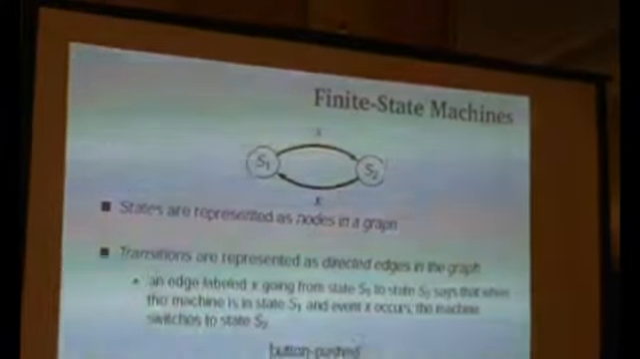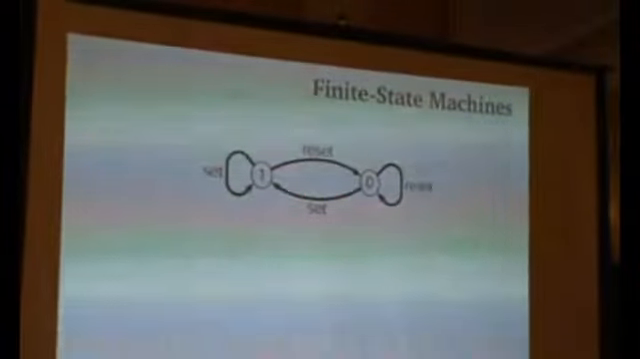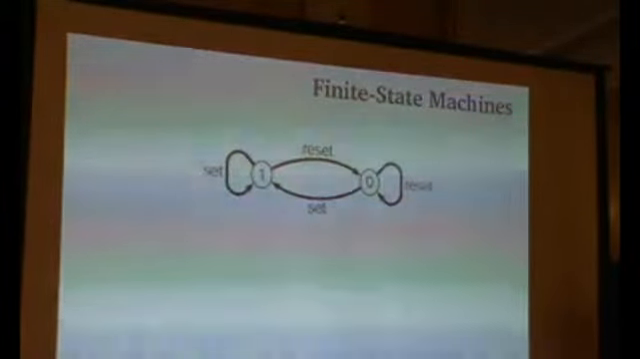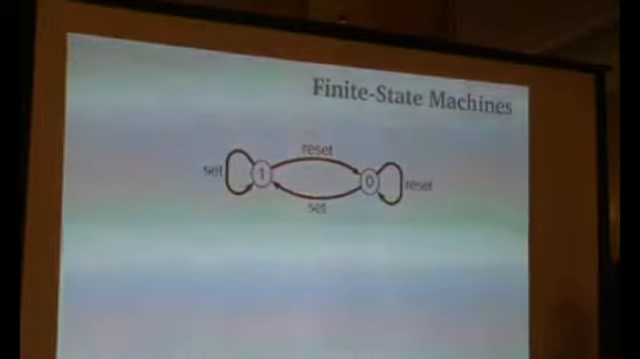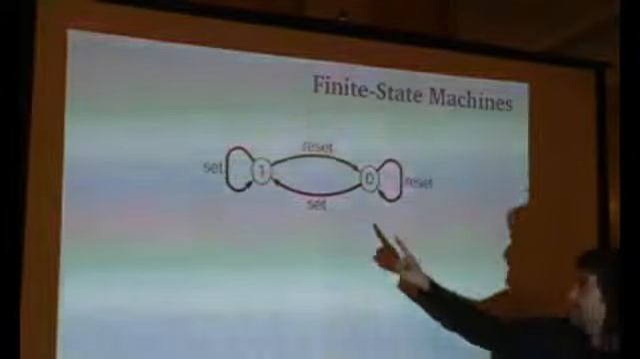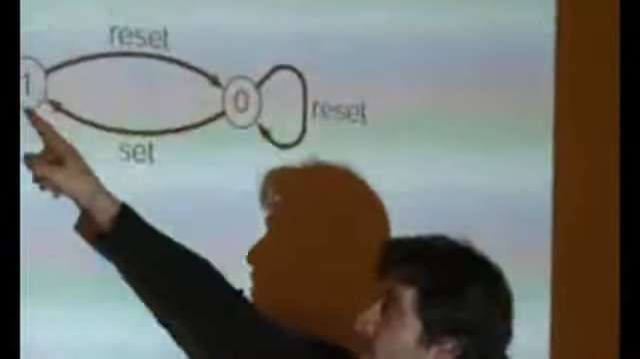Okay. This is another example. Much better example. Here's another example. This is a flip-flop, but it's a set-reset flip-flop. So it's a flip-flop that has two signals this time, two inputs. The set and the reset. So if it's in the 0 state and you set it, it goes to 1.